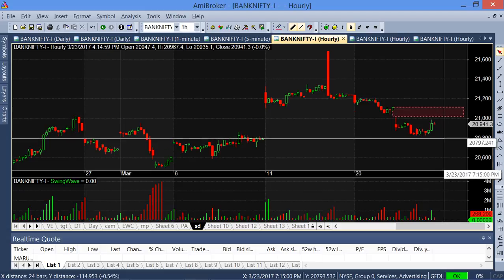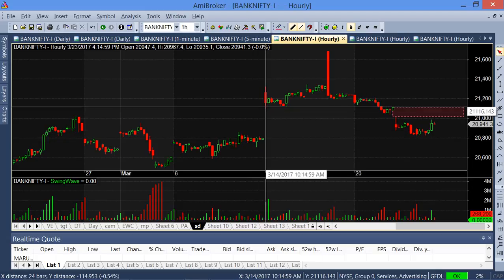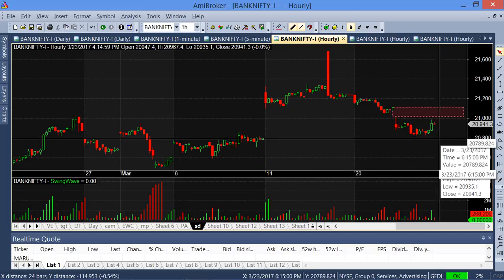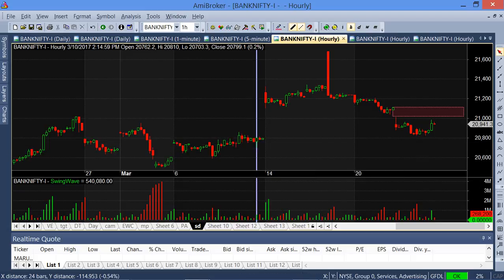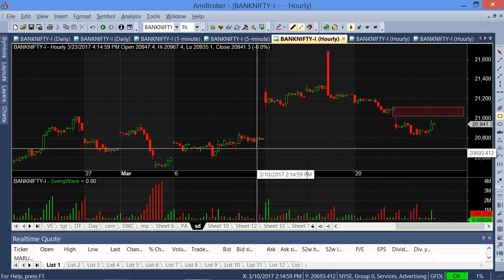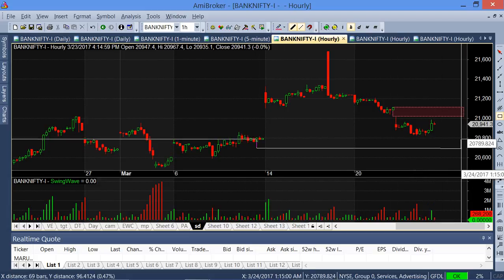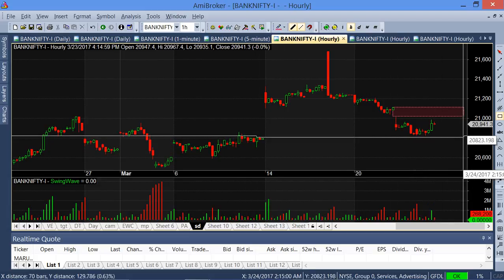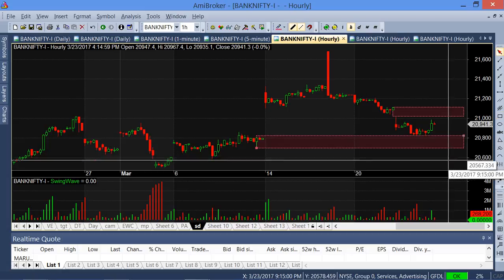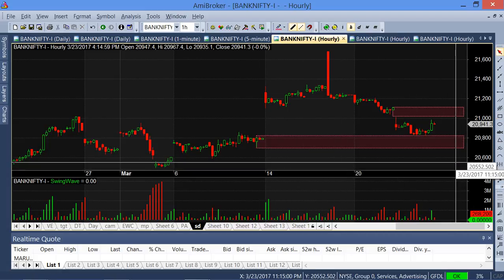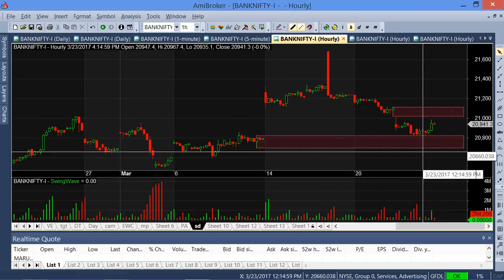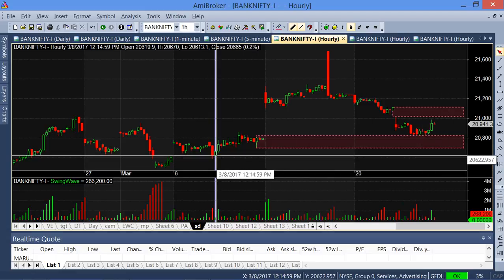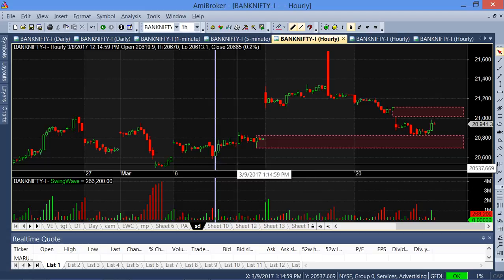On the downside, again, this gap got filled till here. From this low I'll take a zone till where it got filled. So the low is here, and till this we will take it as a zone. If you go down, this is not a zone in hourly charts because we had revisited it.